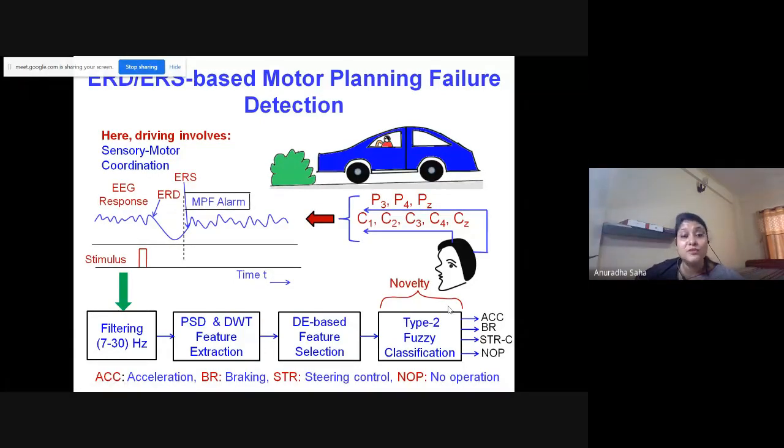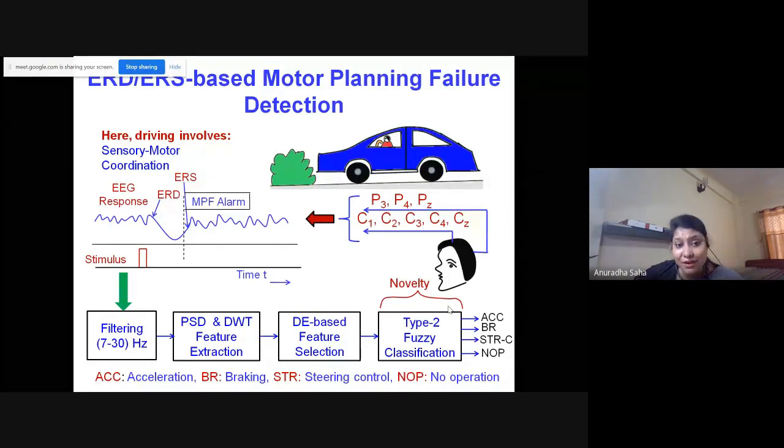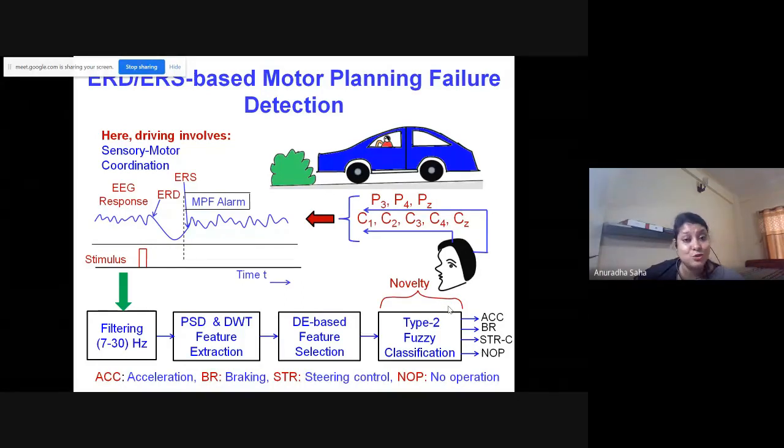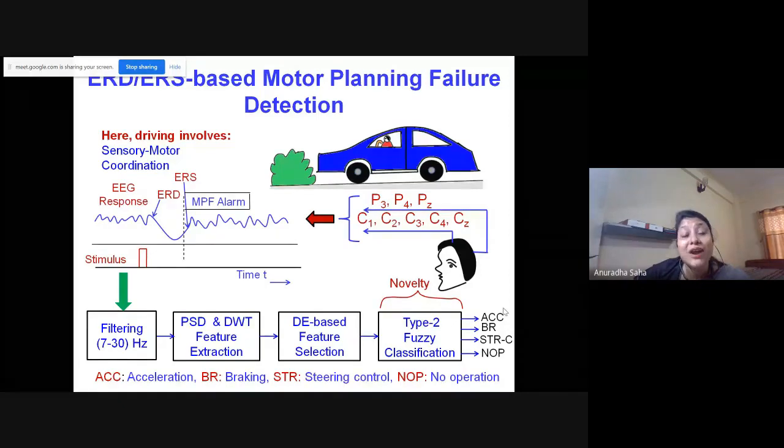For visual alertness planning detection, the class of the classifier was only to detect whether the driver is visually alert or visually non-alert. Here, in the motor planning failure detection, the class of the classifier is to detect what kind of motor planning or motor action this driver has planned.